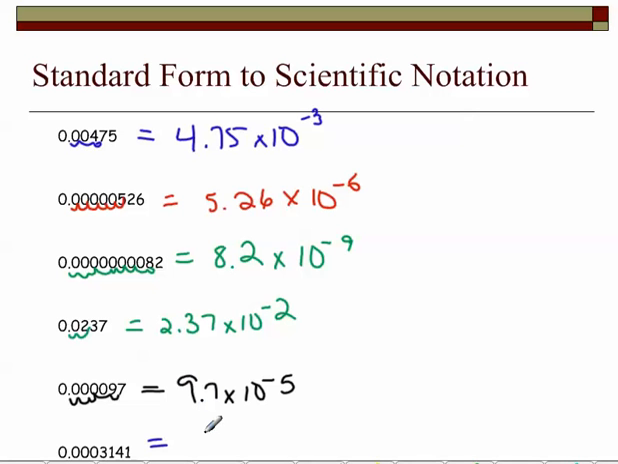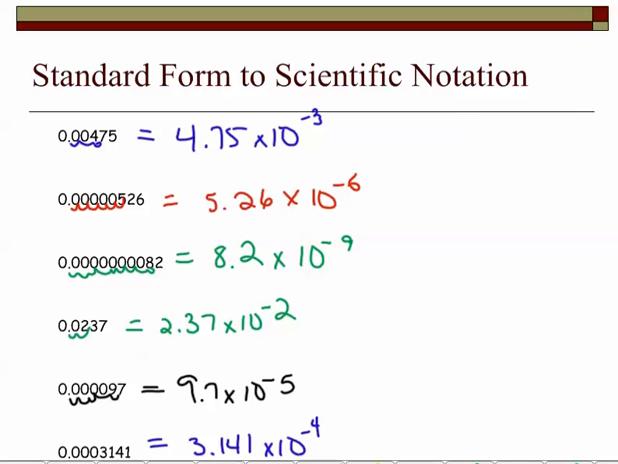In this case, we have the 3141. We're going to get that between 1 and 10 times a power of 10. And in this case, we are shifting 1, 2, 3, 4 times. So this will be 10 to the -4.